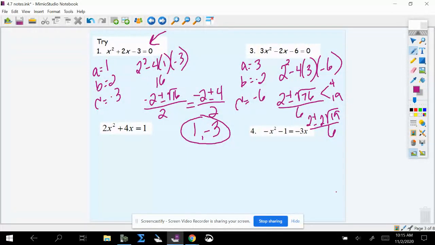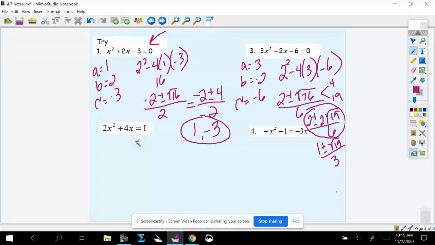The way I got that is I took the square root of 4 and the square root of 19. Square root of 4 is 2. Square root of 19 stays. I can actually reduce everything by a factor of 2. Notice I have a 2 in front of the radical, and the 6 is divisible by 2. So I can actually write this as 1 plus or minus the square root of 19, over 3. So that's the way I can simplify this. If I notice everything is divisible by 2, I can divide that all out by 2.